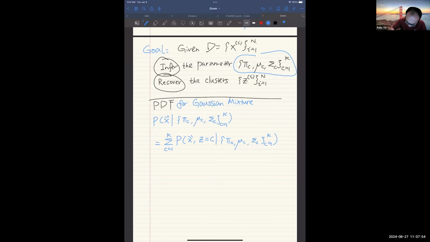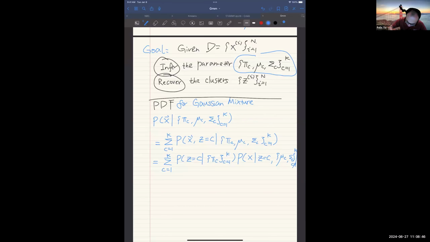All right, so then we can use the Bayesian argument. So this becomes the summation C from 1 to k, probability Z equal to C, conditional on pi C, C from 1 to k, and the multiplication of, so this is nothing but the definition of conditional probability, this is mu c sigma c from 1 to k.